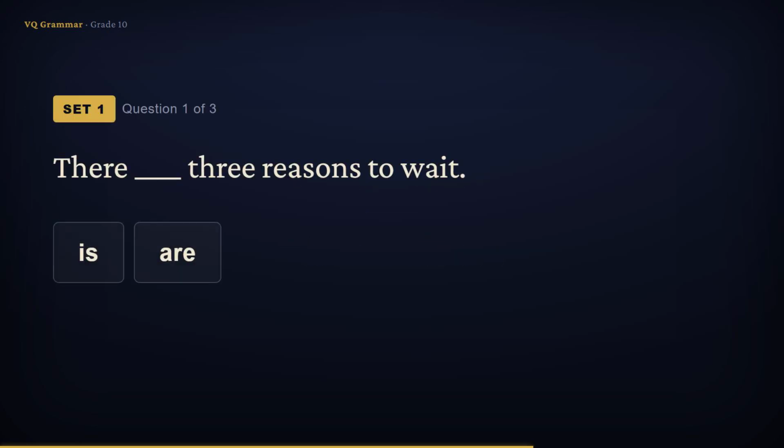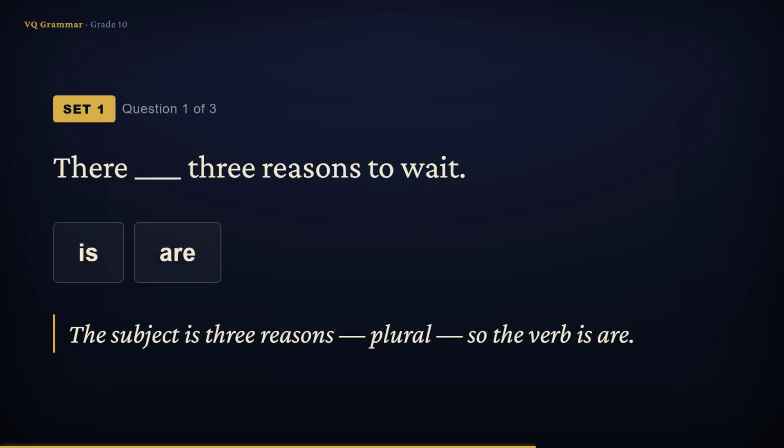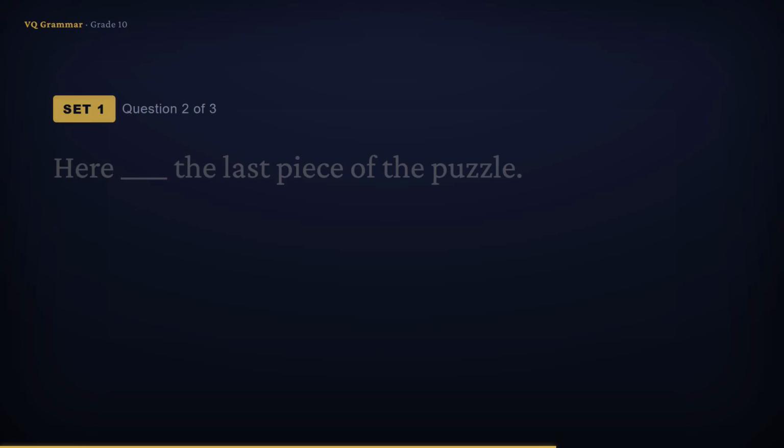There blank 3 reasons to wait. Skip past there because there is never the subject. Ask what exists. 3 reasons. That is plural, so the verb must be plural too. The answer is are. There are 3 reasons to wait.